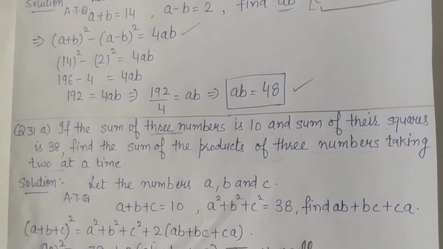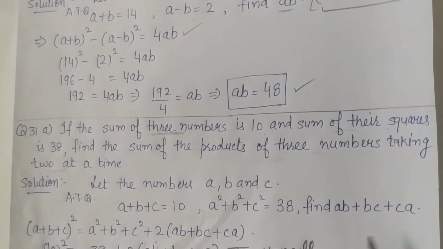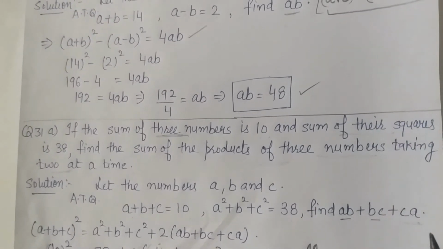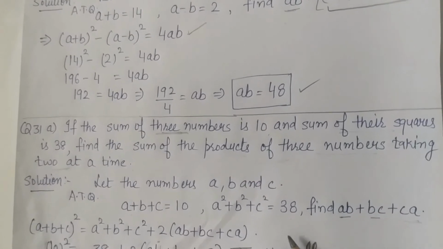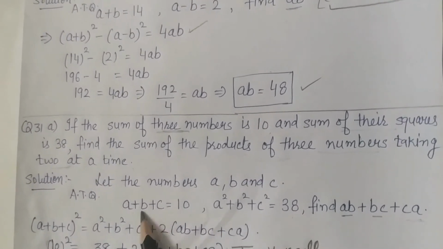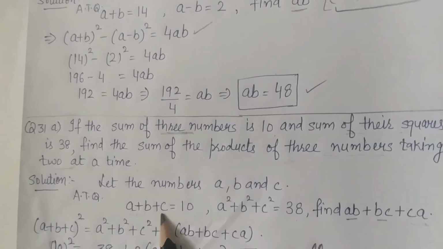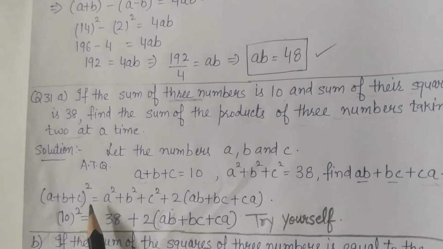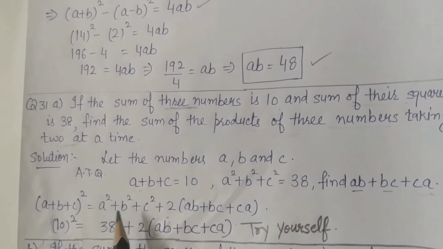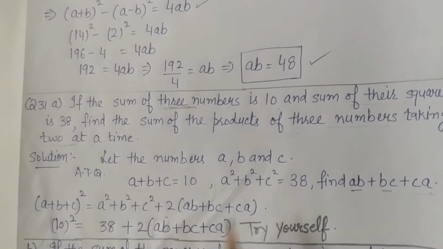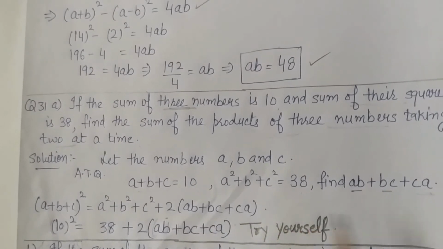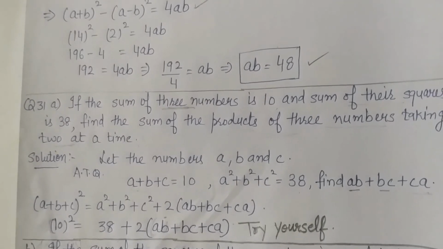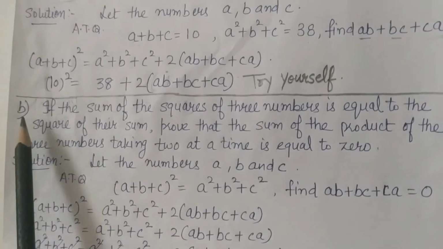Taking two at a time means you have to take the product of two numbers and then their sum. So it means AB, BC, CA and their sum. The statement is clear. So now we will use the formula of A plus B plus C whole square. This is given to you. So what is the identity of A plus B plus C whole square? A square plus B square plus C square plus 2 into AB plus BC plus CA. Now put the values and solve these questions like your previous questions. Clear?